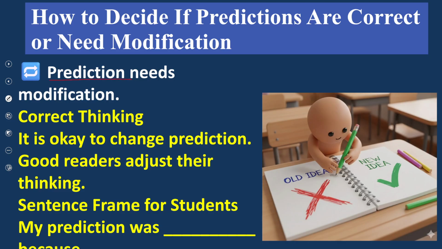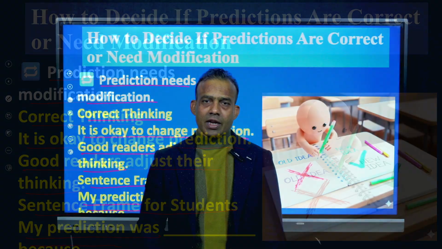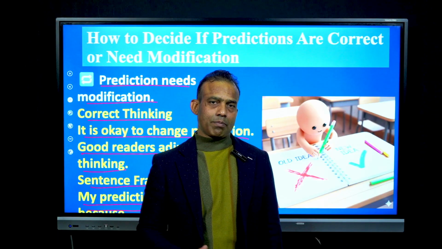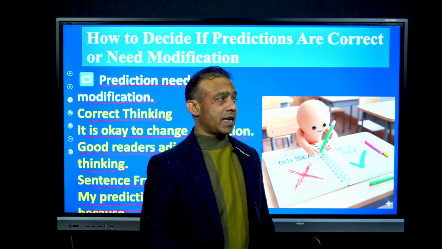Yes, predictions need modifications. It means that after comparing these two statements, we reached the conclusion that the prediction needs modification. Correct thinking: it is okay to change predictions. Good readers adjust their thinking. Sentence frame for students: my prediction was incorrect. So, dear learners, in this way, we can make predictions and we can compare predictions. Now, move to the next slide.